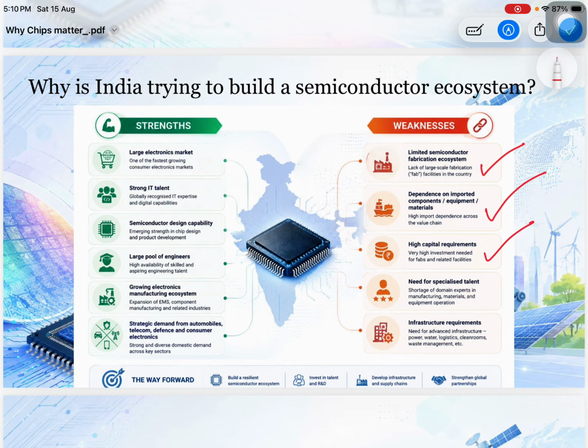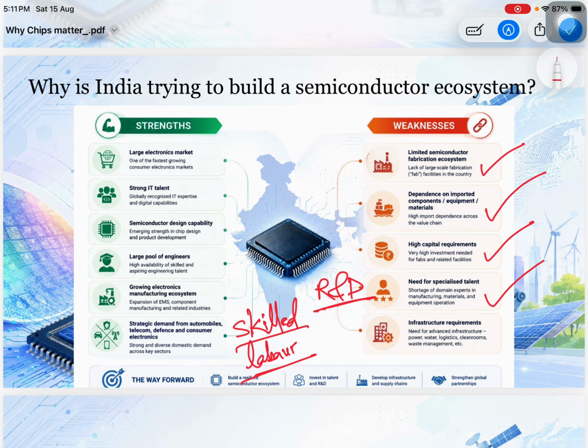High capital requirements we have already discussed. Need for specialized talent. We need that level of skilled labor and that level of R&D, apart from the skilled labor force. And infrastructure requirement, definitely we need a very grand infrastructure to even enter into this.